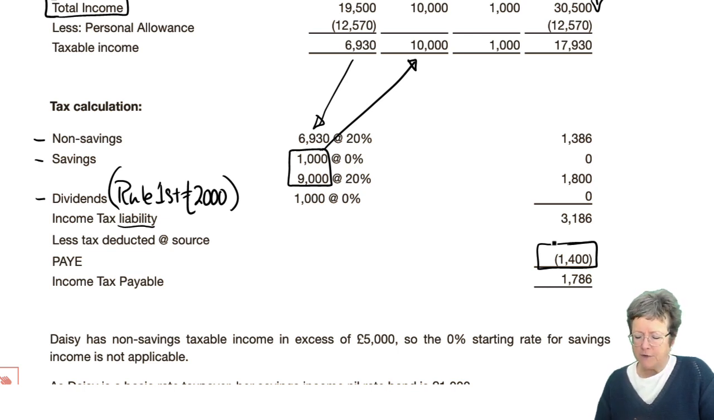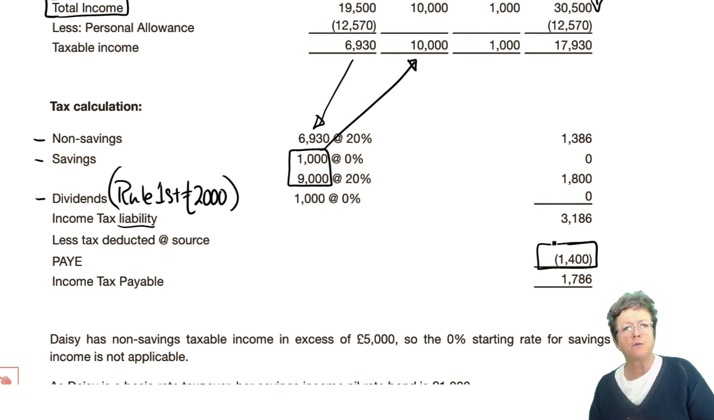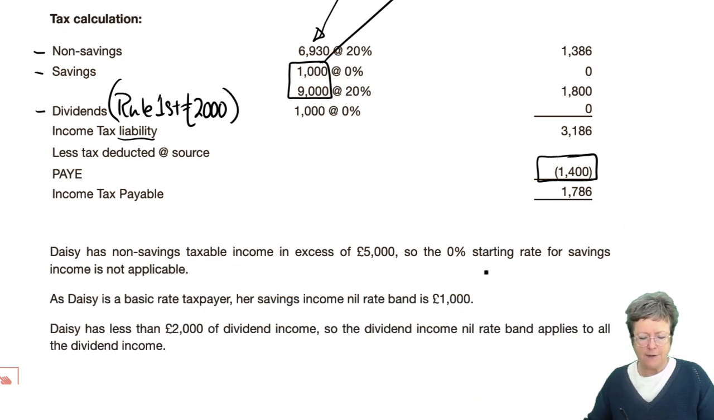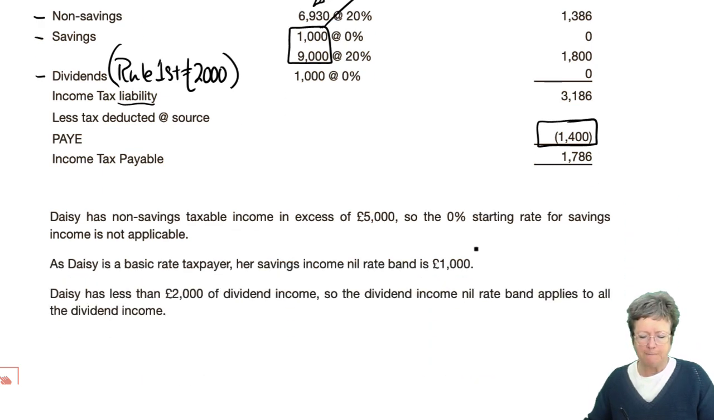Income tax liability of 3,186 less the tax deducted at source of 1,400 from the correct question, giving us an income tax liability that's payable of £1,786. Okay. Just a few notes at the bottom.